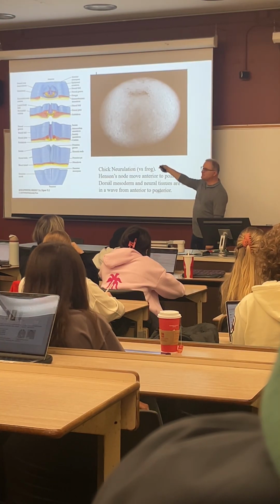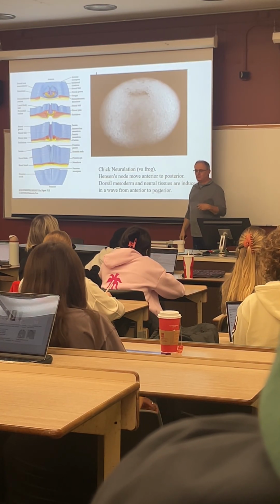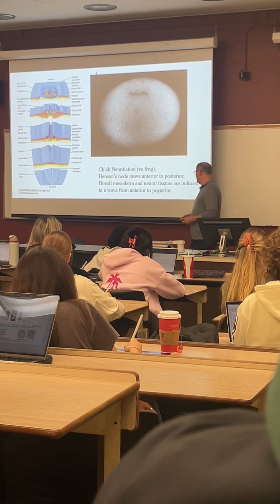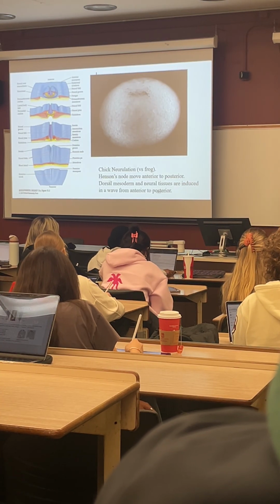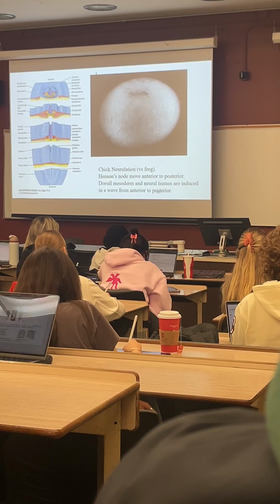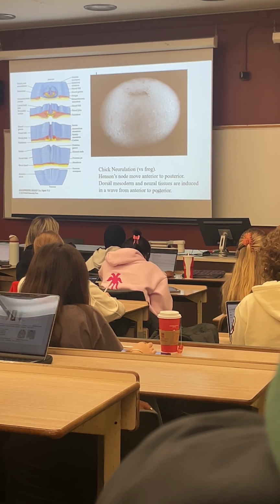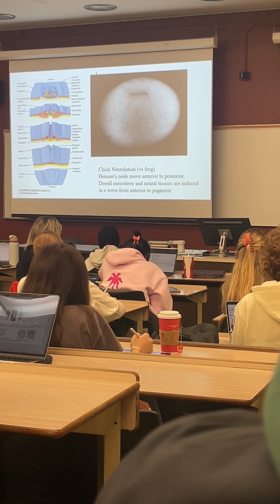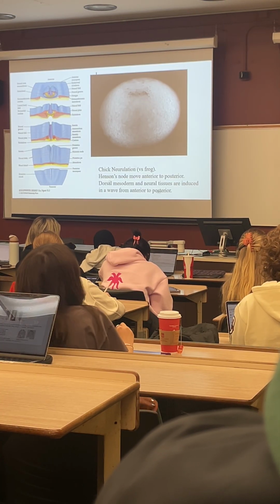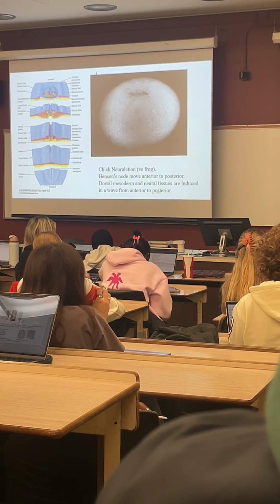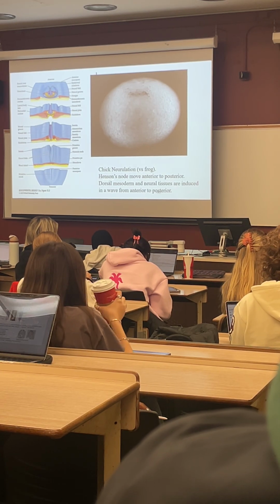Also, Hensen's node is in chick, yes. Hensen's node, just by definition, is going to form the notochord. When you look at the chick, you have a primitive streak that goes one way, and then you form Hensen's node. Hensen's node is going to move from anterior to posterior, and the cells involuting are moving from anterior around back to anterior.